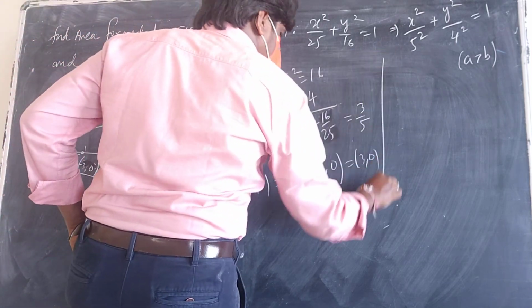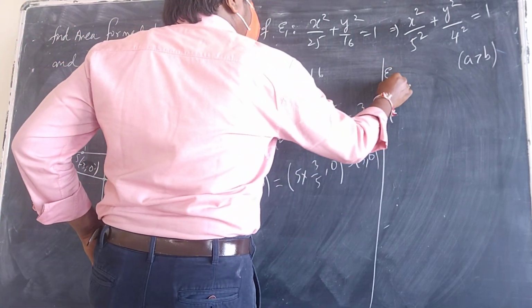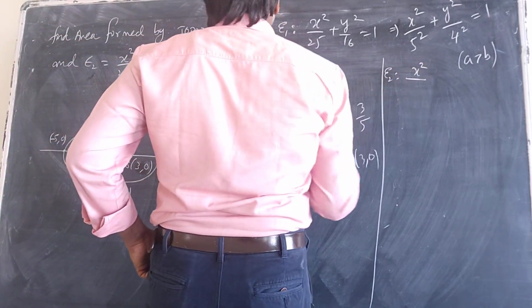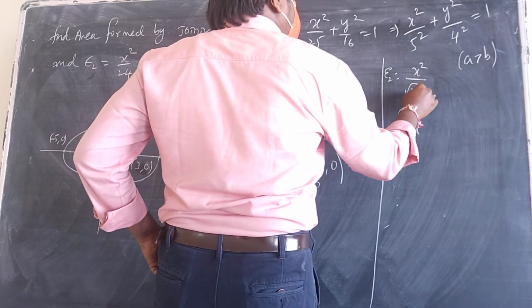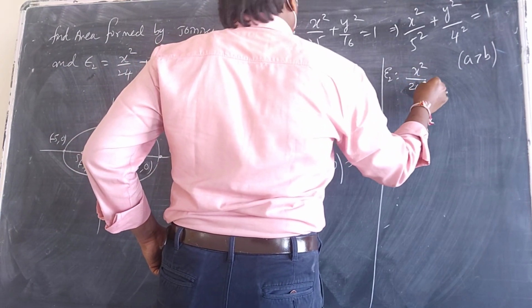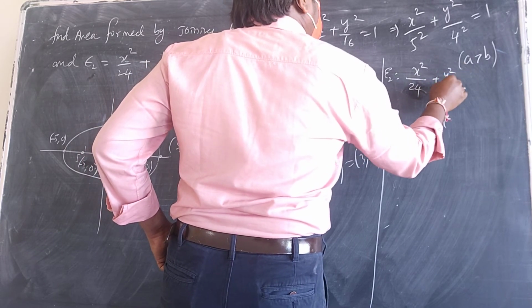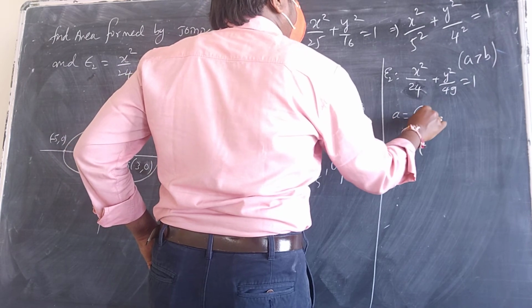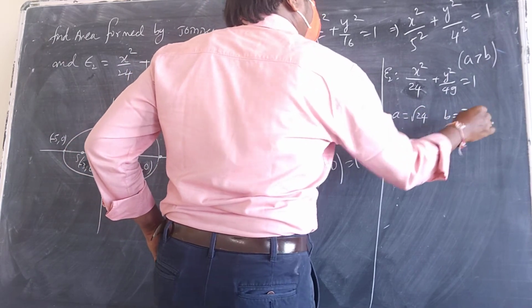What is the another ellipse? Ellipse number 2. Can you tell me what is ellipse number 2 they given? x square by 24. Can I write root 24? Oh, okay, 24 only, right? x square by 24 plus y square by 49 is equal to 1. So A value will be root 24, B value will be 7.